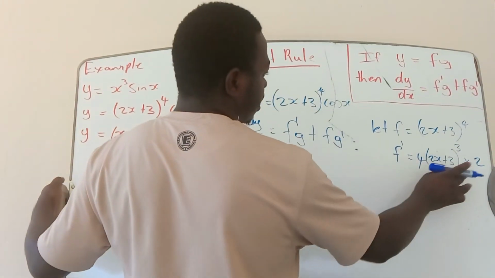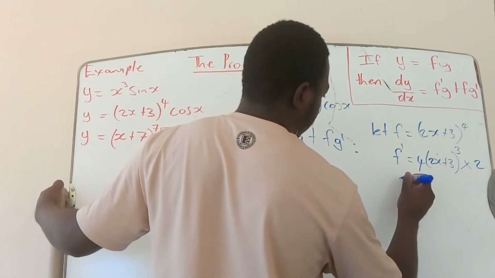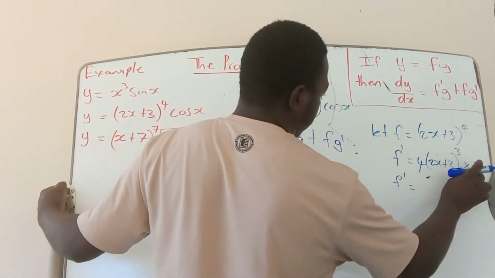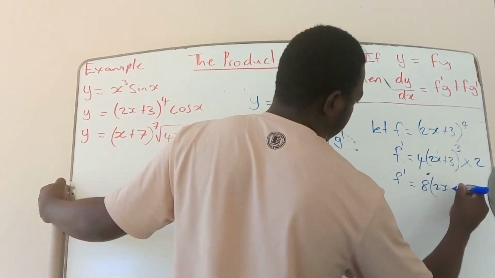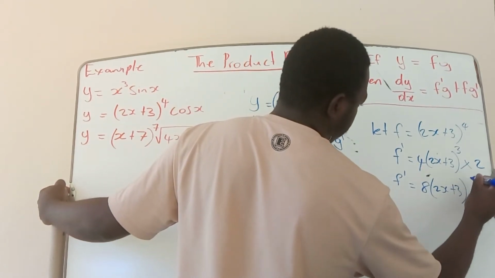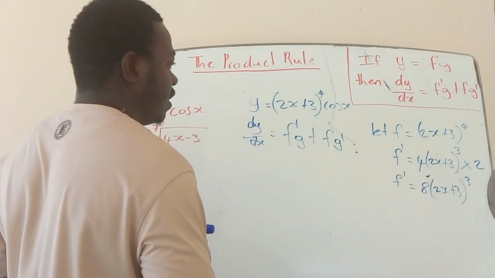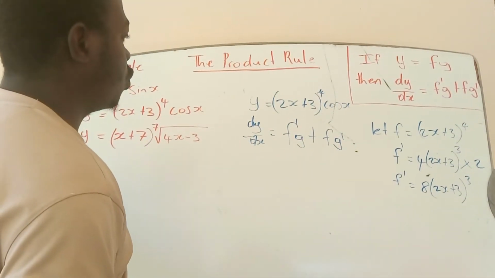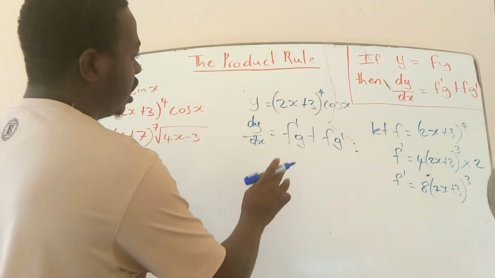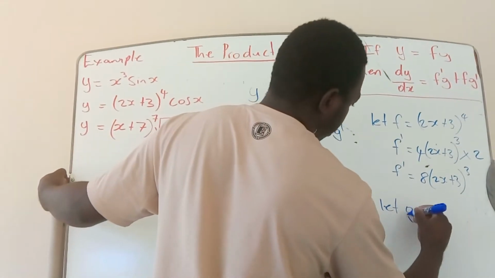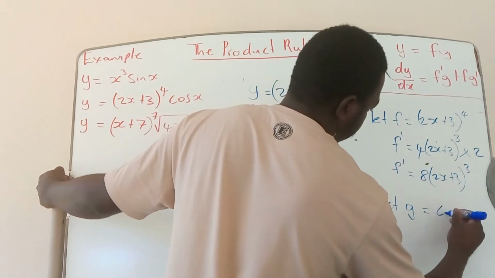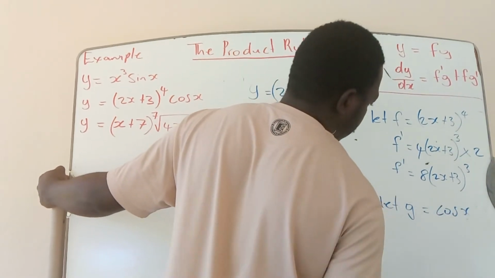Now you can simplify this a little bit to give you f prime is equal to 2 times 4, gives you 8, open bracket, 2x plus 3 all raised to the third power. So that's it. Now we need g, right? So we could say let g equal to cos x, right?